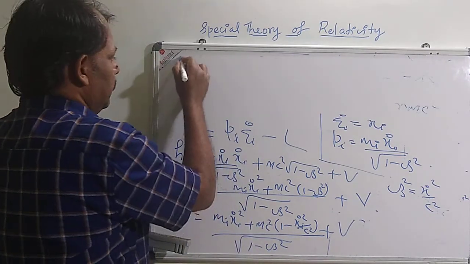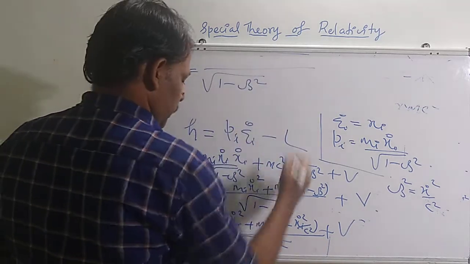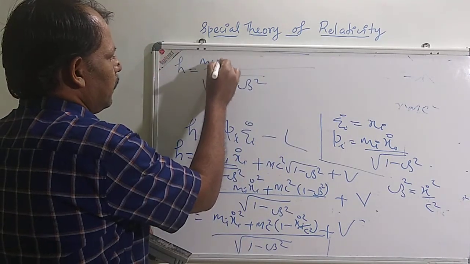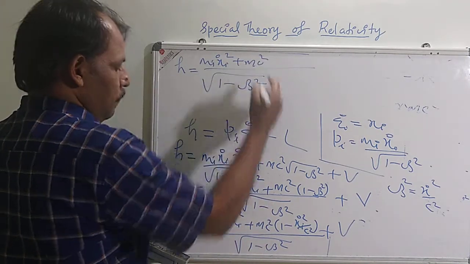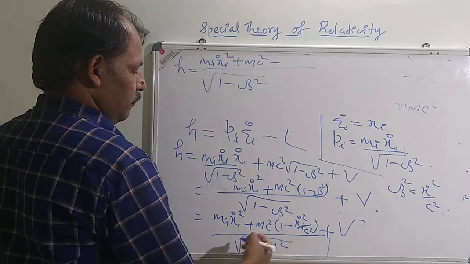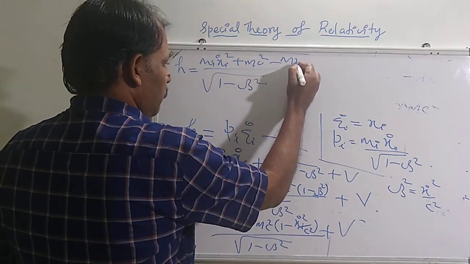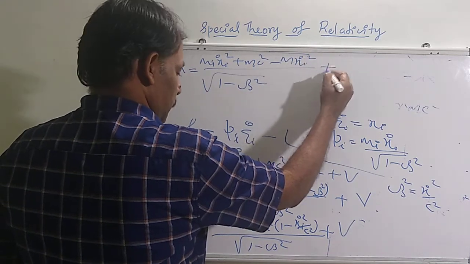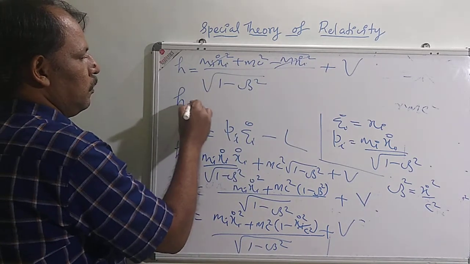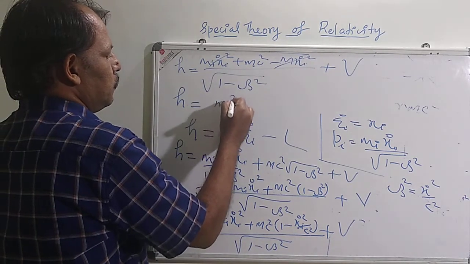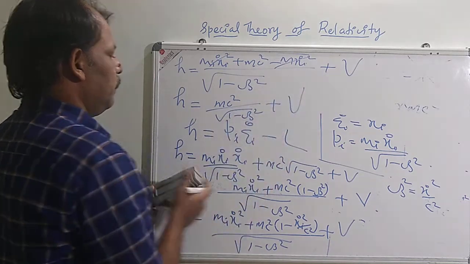So H equals, over root of 1 minus beta square, numerator m_i xi dot square plus mc square minus mc square into xi dot square by c square. It will be m xi dot square plus V. So these two will get cancelled. H equals mc square by root of 1 minus beta square plus V.